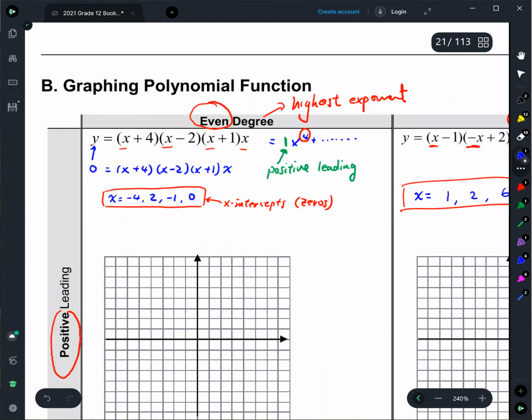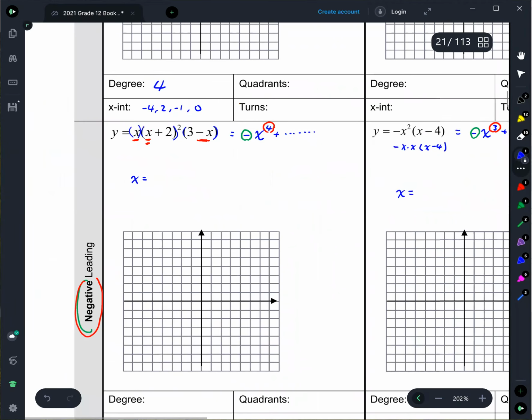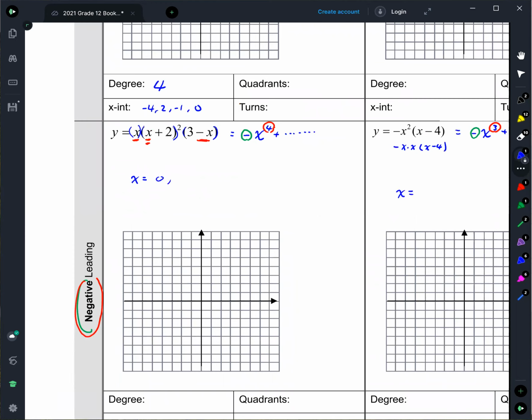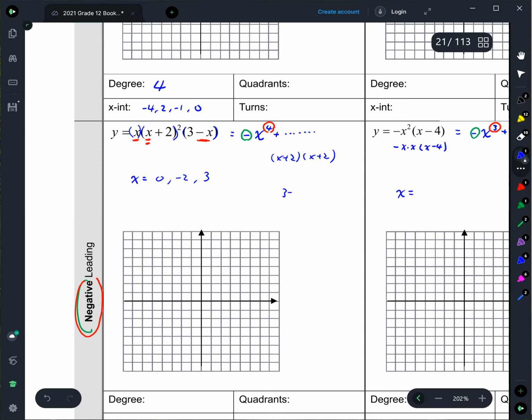Find the x-intercept. So for this one, is it 0? Wait, do I have to square root the second bracket? The square is like x plus 2 and x plus 2. So it's 2 brackets, right? Negative 2. And then 3. Yeah, and 3, very good. Okay, 3 minus x equal to 0. You move the negative x over, right? So x will be 3.